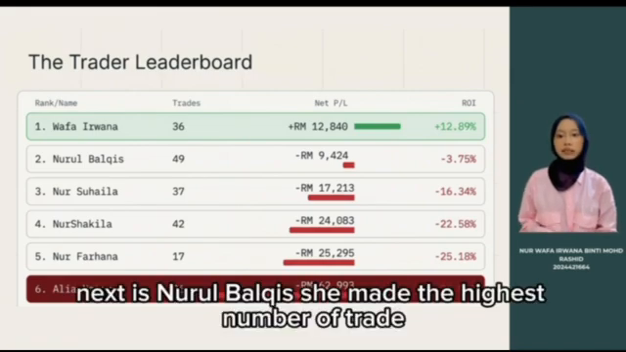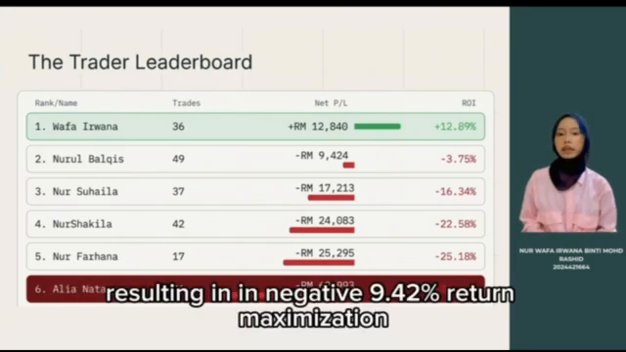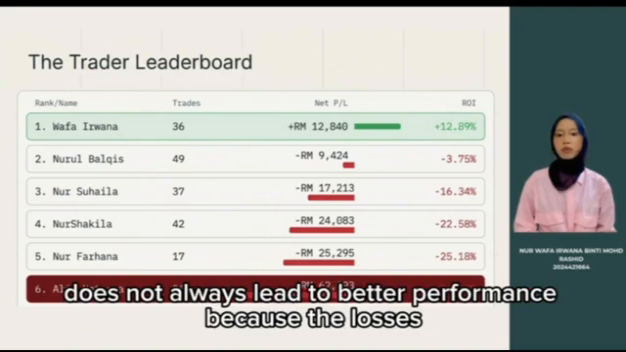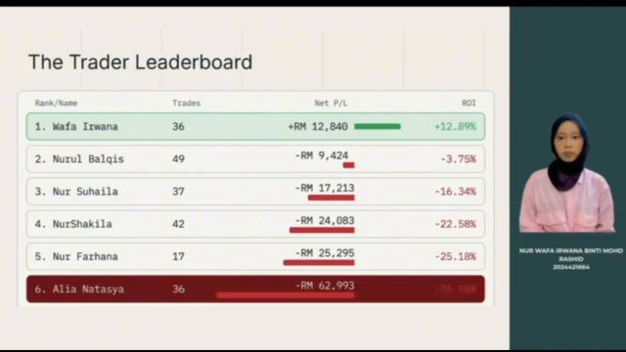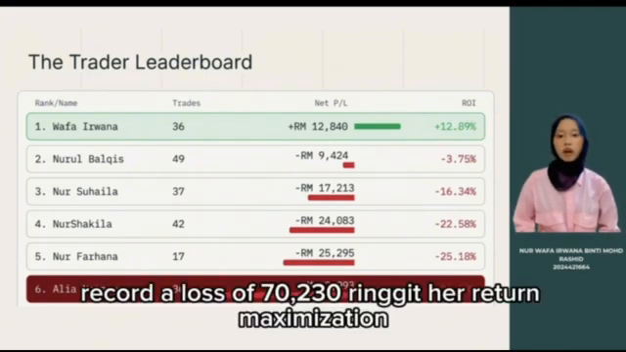Next is BALQIS. She made the highest number of trades with 49 trades. However, she still recorded a loss of 9,424 ringgit, resulting in negative 9.42% return maximization and negative 3.75% ROI. This shows that making more trades does not always lead to better performance because the losses were greater than the profit.